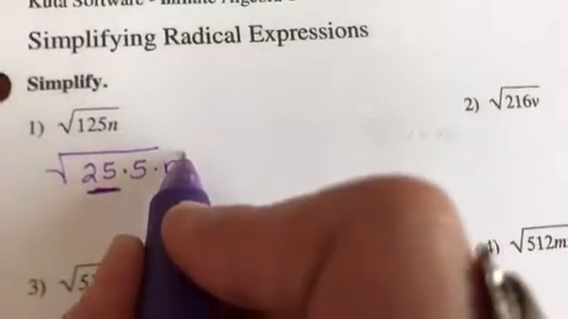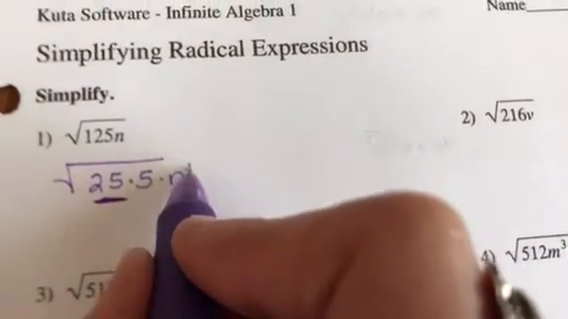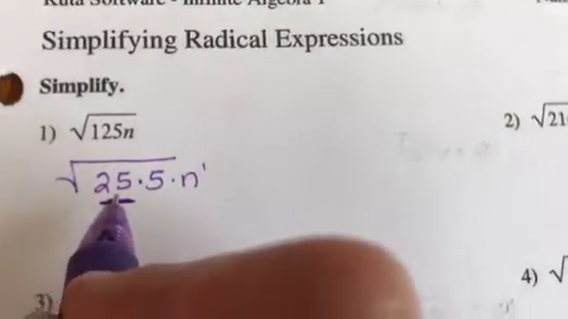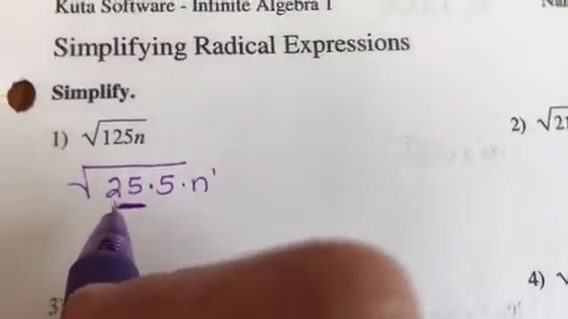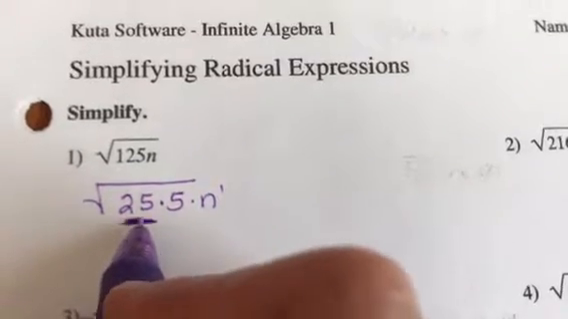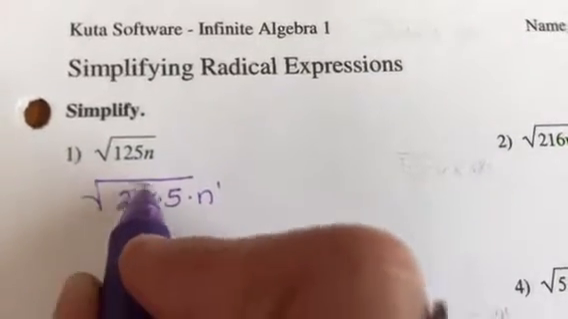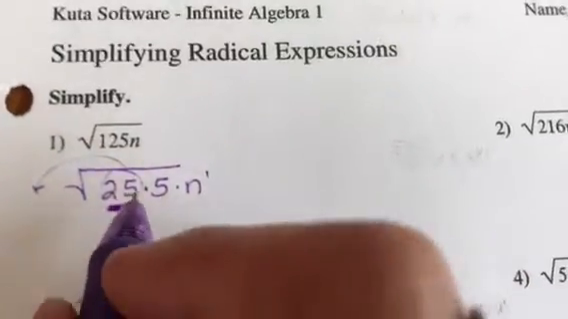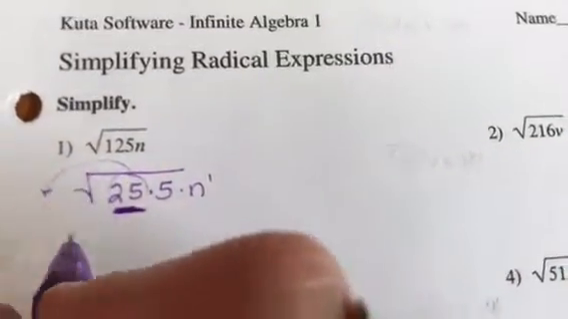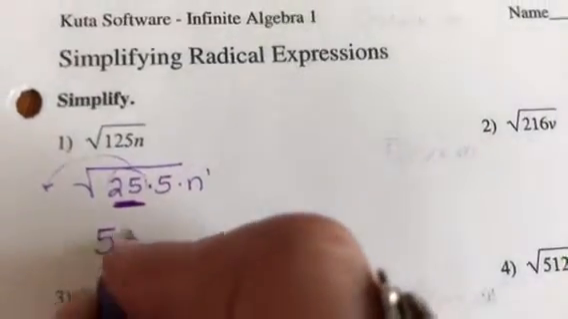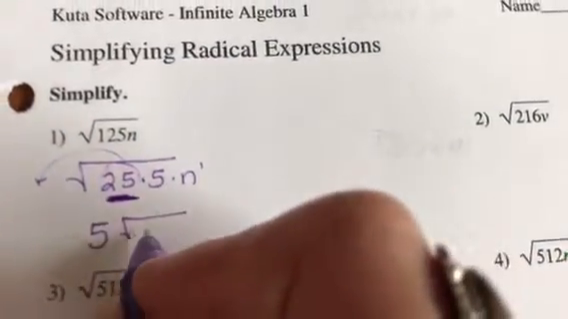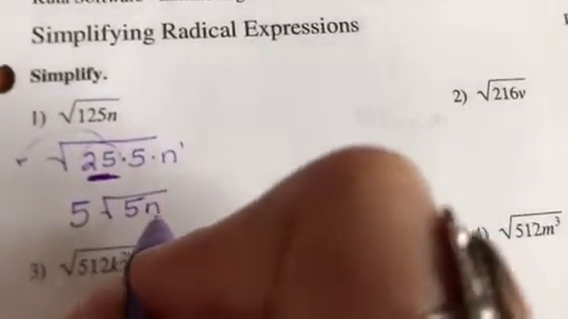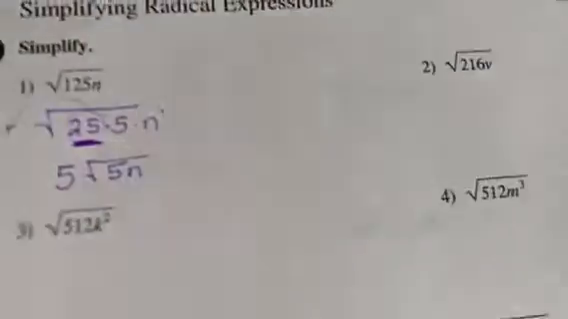So notice this is an odd exponent. That's a 1 if you don't see anything. So he is not perfect. So this is not politically correct, but this is what I tell them because it helps them remember. If they're perfect, they can come outside, okay? Otherwise, they have to stay inside. When you take the square root of 25 out, he becomes 5. And whatever's not perfect has to stay under the radical or under the square root symbol. So that is that answer right there, okay?